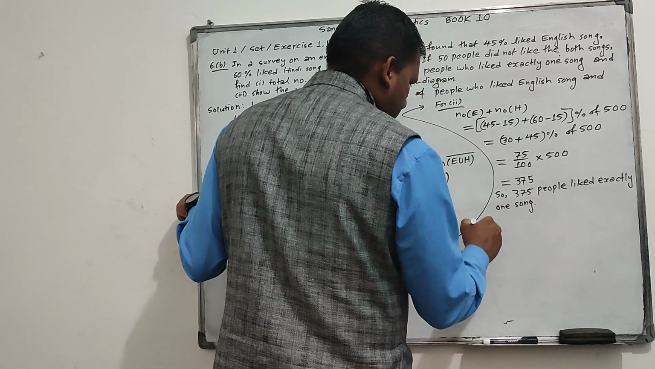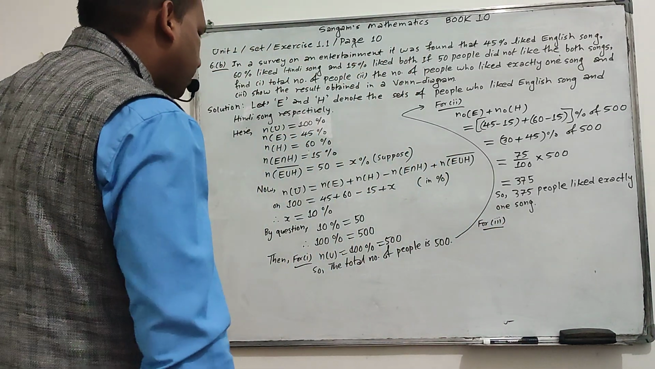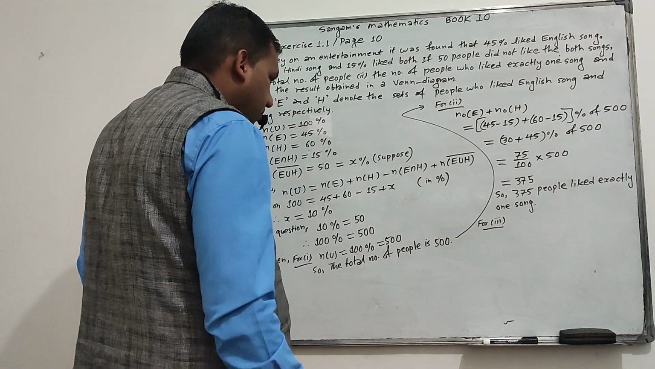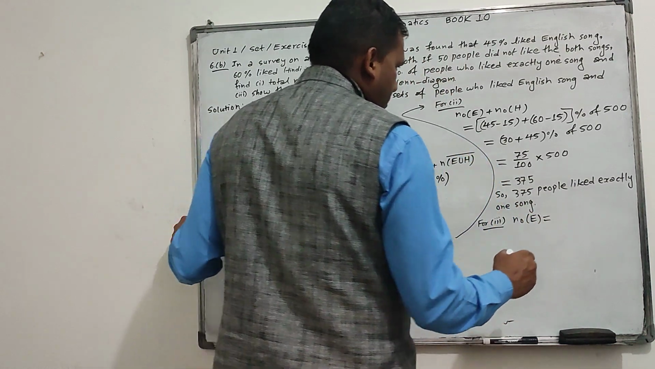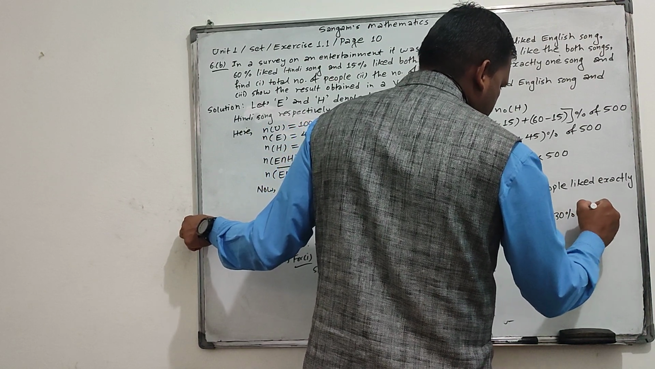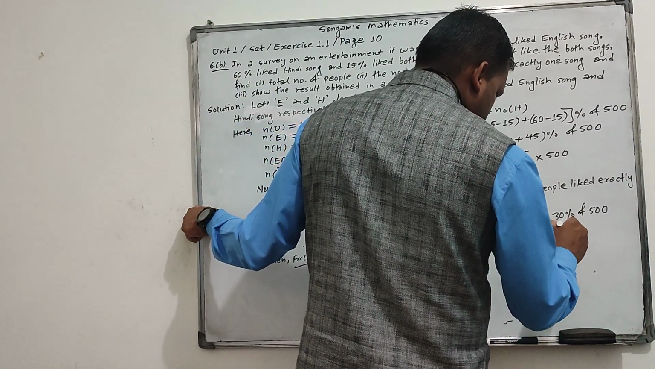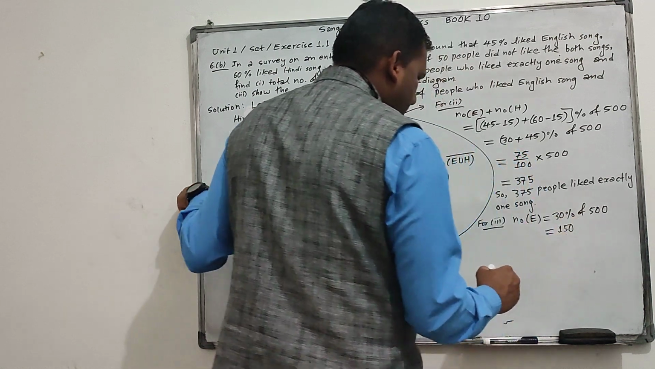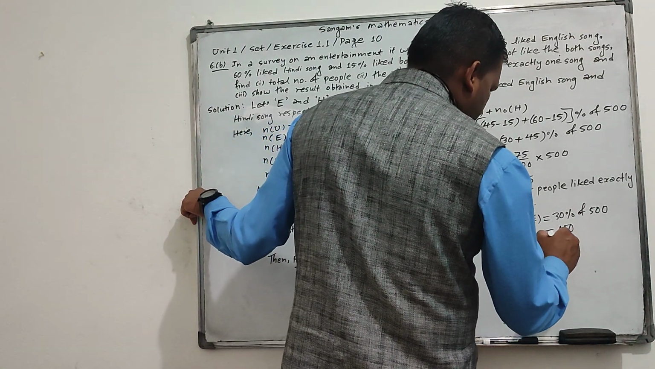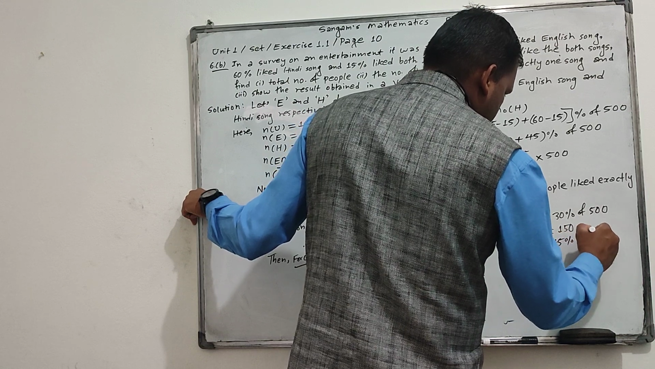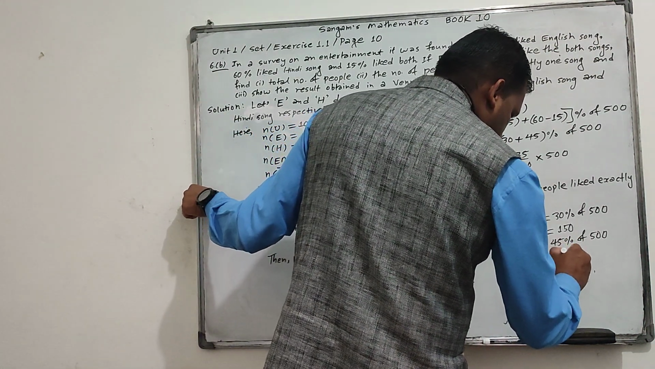Again for 3, the result obtained in the Venn diagram. n(E only) equal to 30% of 500 equal to 150, and n(S only) is equal to 45% of 500, which is equal to 225.